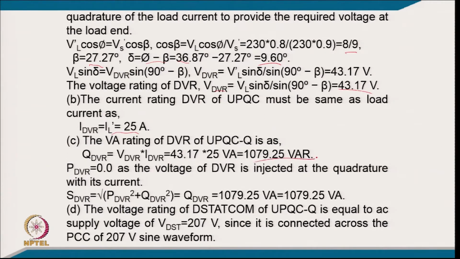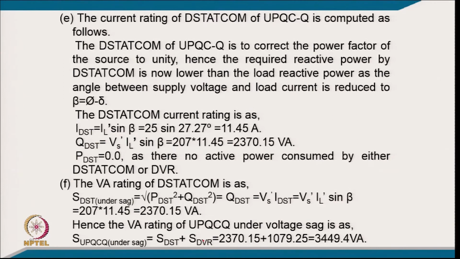So, this comes that much for DVR and P is 0 because it is a UPQC. So, you do not inject any active power and the SDVR will be PDVR, that is equal to 1079.29. So, that is the VA rating and the voltage rating of D STATCOM of UPQC equal to the AC voltage, that is 207 because it is connected on the grid side. So, since it is connected across PCC, it is a 207 sine wave waveform and the current rating of UPQC is computed as follows.